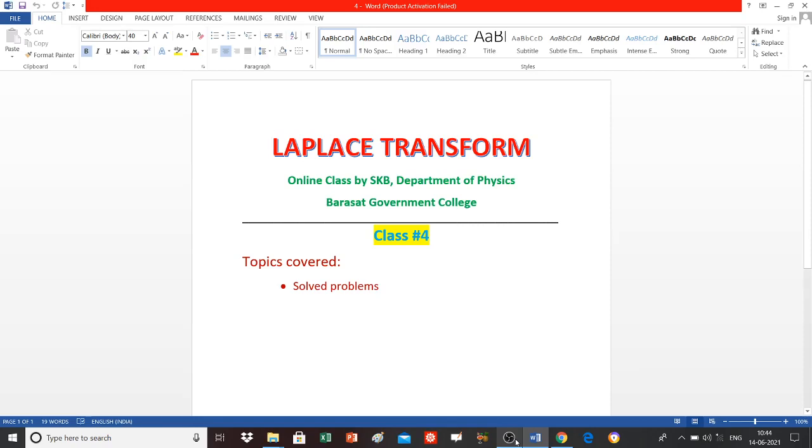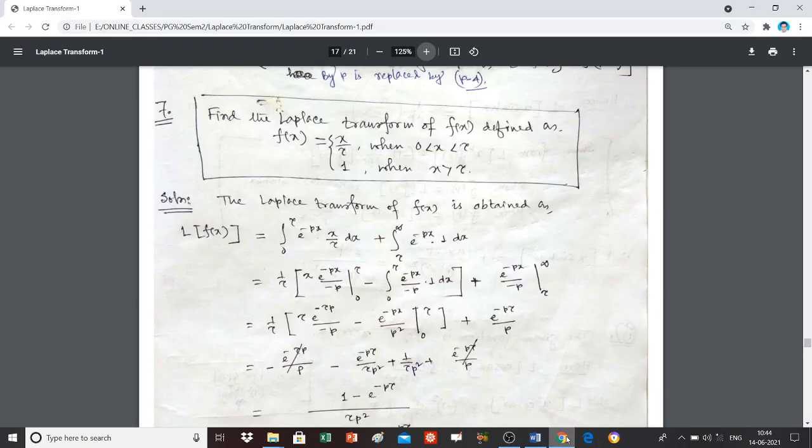Dear students, this is our fourth class on the chapter Laplace Transform. We have already started to solve some problems in our previous class, and the continuation will be here, and therefore in this class we will also solve some problems. So let us start. Now the next problem is here.